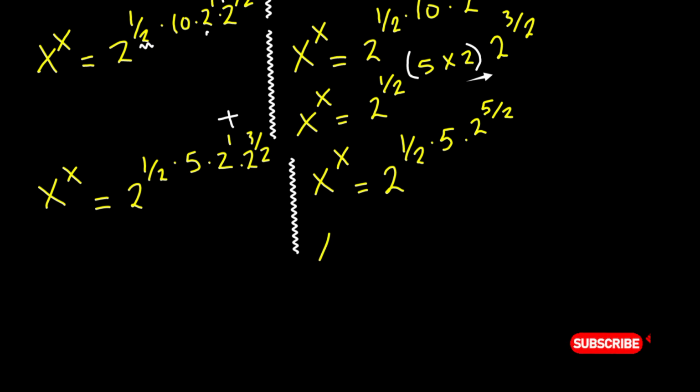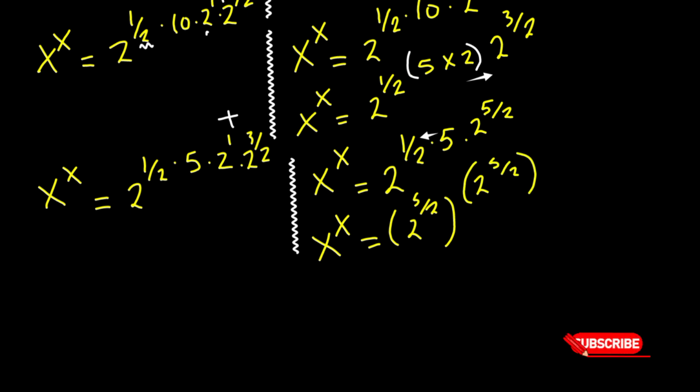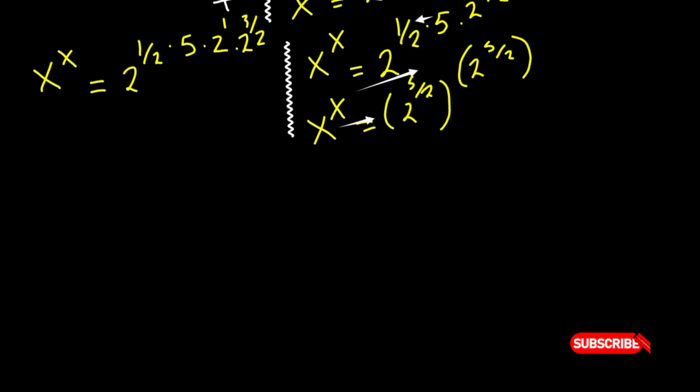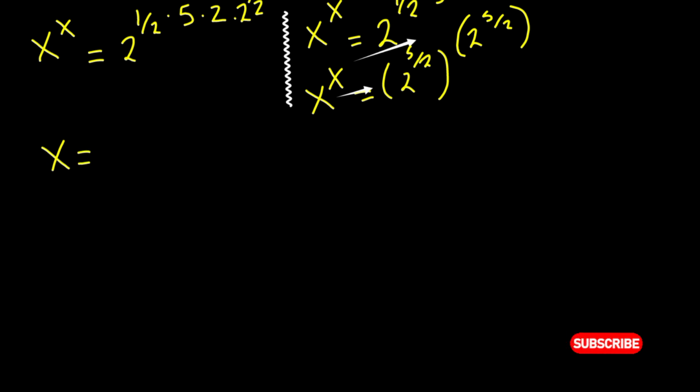Then moving further, we're going to have x to the power of x equals, so we can multiply this by 5, and then we have 2 to the power of 5 over 2, right? Let us use a bracket, then times, here also we have 2 to the power of 5 over 2. Let's include the second bracket. Now our brilliant manipulation has given us a very beautiful identity. Now when we compare these two sides of the equation, we are going to find out that x equals 2 to the power of 5 over 2.